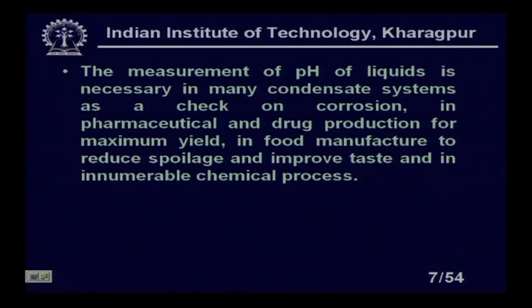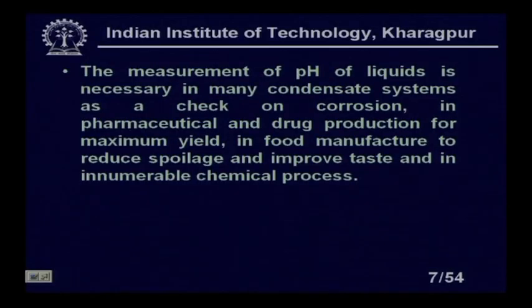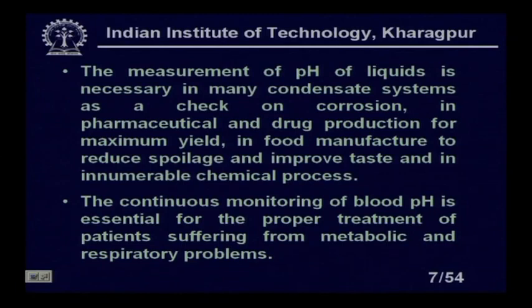As I told you, in the bioreactors, suppose the yeast cultures, we always make the pH slightly alkaline, right. So, in that type of situation, the measurement of pH is also necessary. In food manufacture, we have seen that if we make it slightly alkaline, the growth will be better, right. So, continuous monitoring of pH is necessary for any bioreactions. In food manufacture, to reduce the spoilage and improve the taste, and in innumerable chemical processes, you will find the applications of measurement of pH.